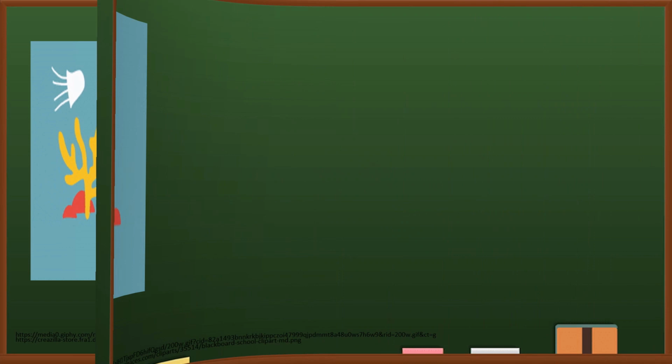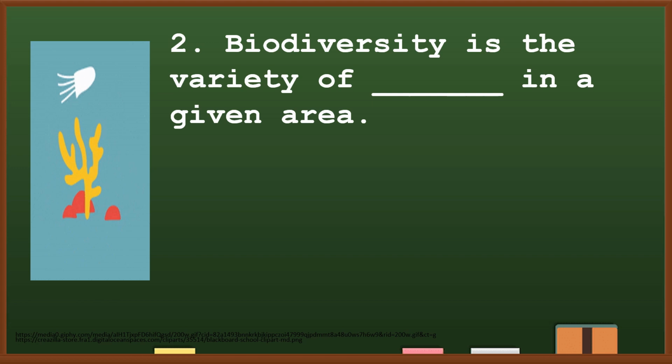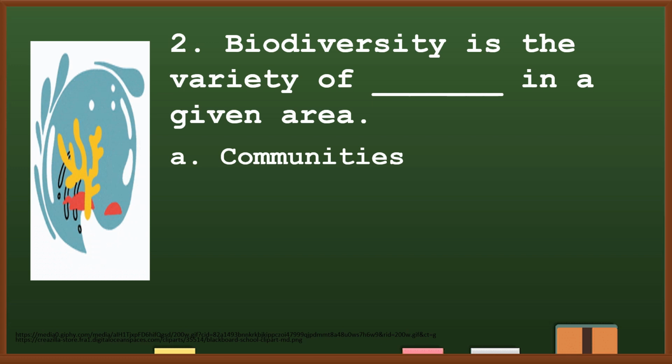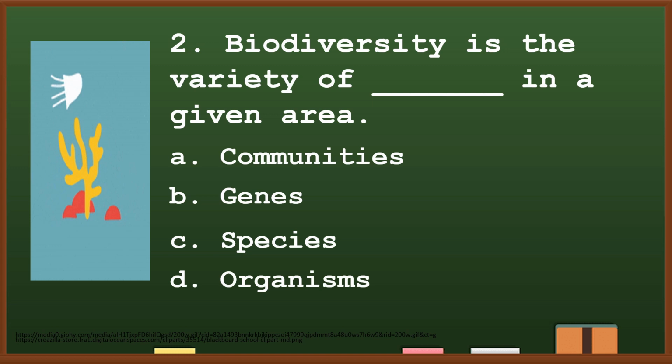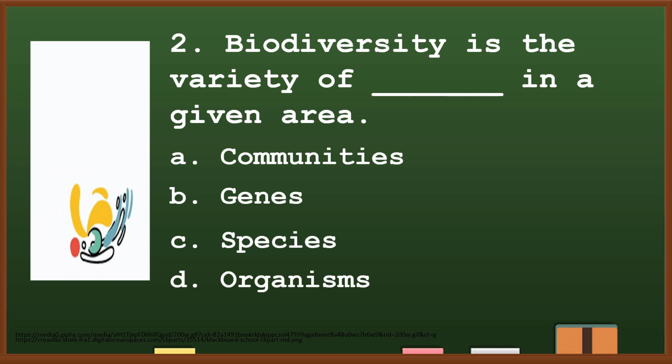Question number 2. Biodiversity is the variety of plant in a given area. Letter A, communities. Letter B, genes. Letter C, species. Or letter D, organisms. The correct answer is letter C, species.